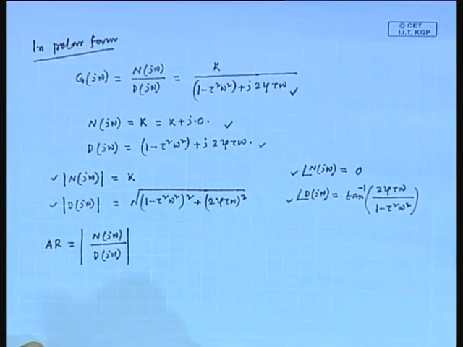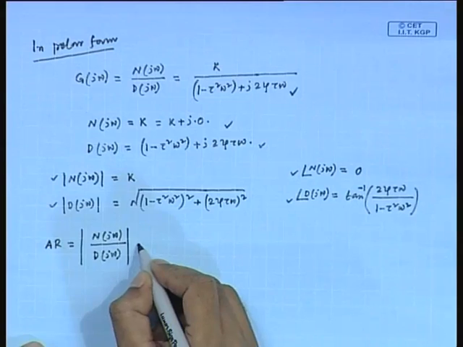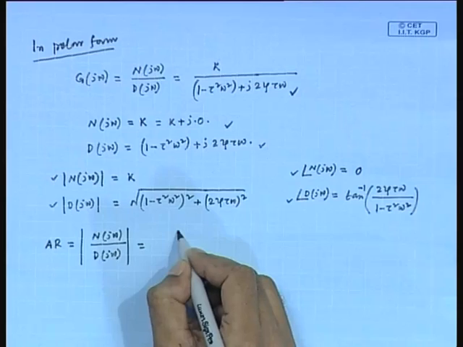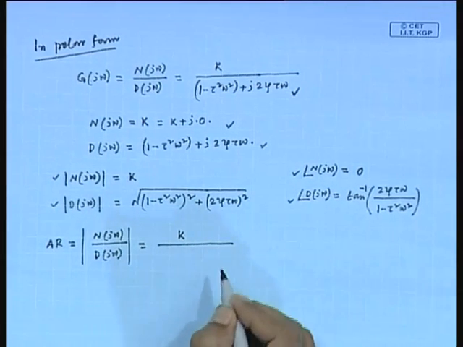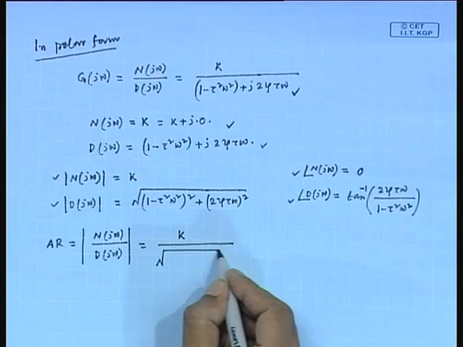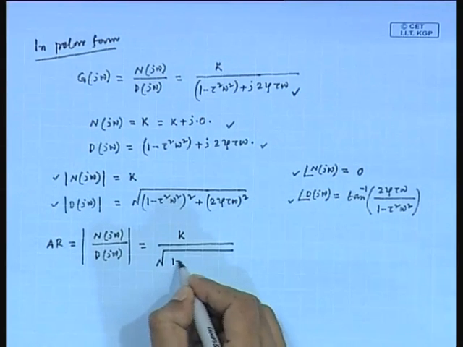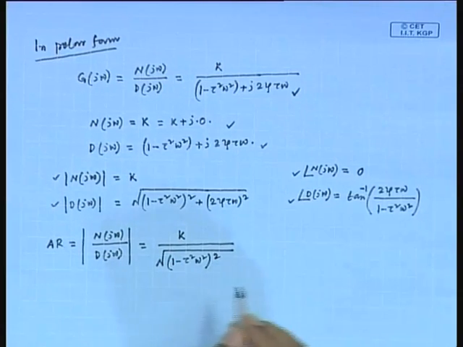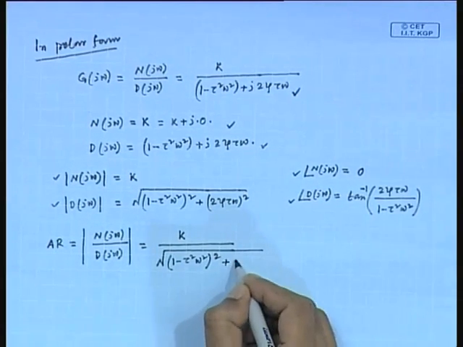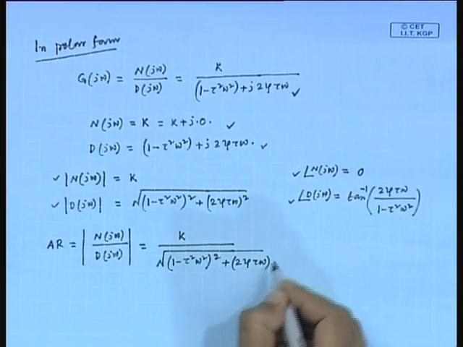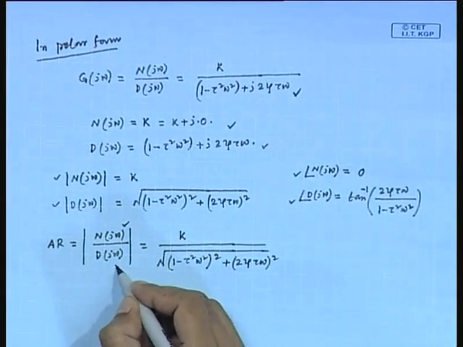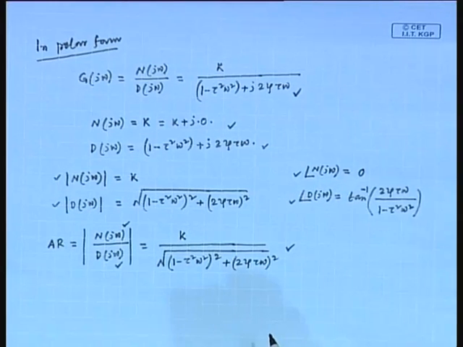This is the expression for amplitude ratio. If we substitute the magnitude of n and d, we obtain k divided by root over of (1 minus tau square omega square) whole square plus (2 zeta tau omega) whole square. Fine. After substituting the magnitude of n and d, we obtain this form for amplitude ratio.